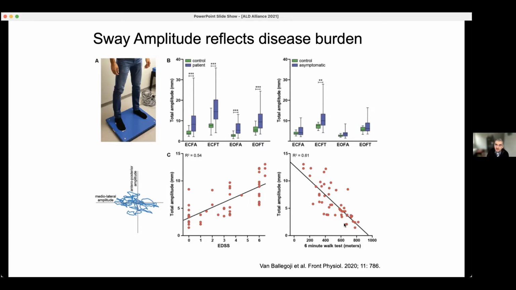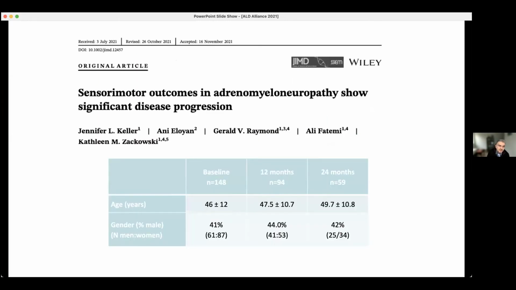So the faster you walk, the better you sway. The slower you walk, the worse is your sway, which means the worse is your balance. So that kind of makes sense that these things go along with each other. The big question has been, okay, about how much does that change over the course of time?